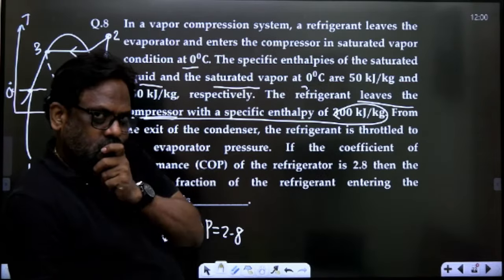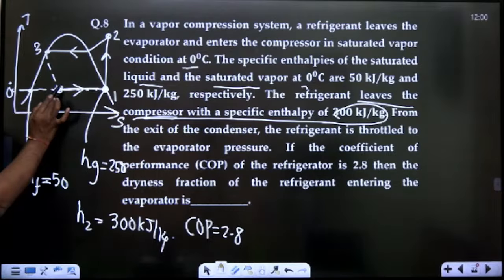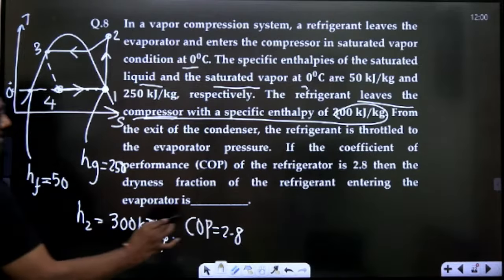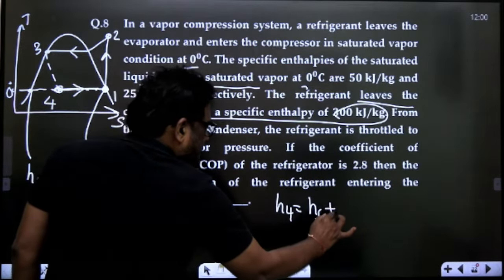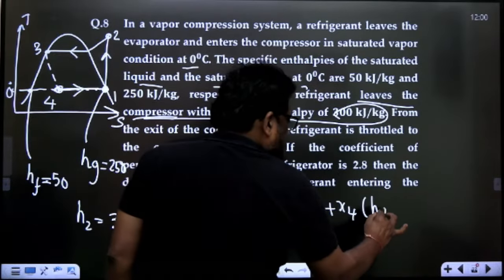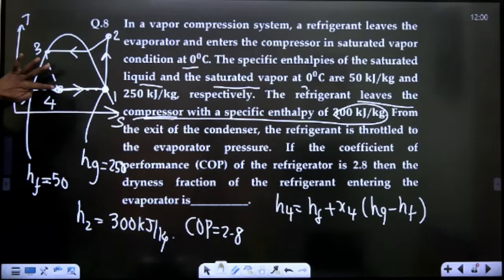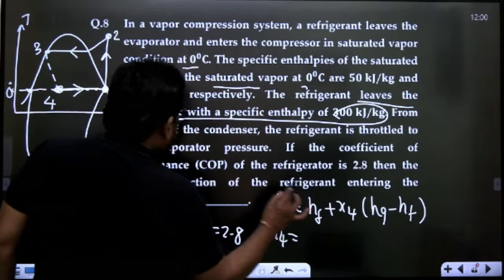Wait, how do we do this? If you want the enthalpy at 4, it is in the wet region. Can I write H4 as HF plus X into Hg minus HF? Can we write it like this? H4 is HF plus the dryness fraction into Hg minus HF.